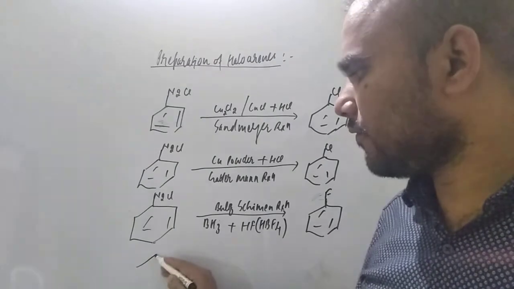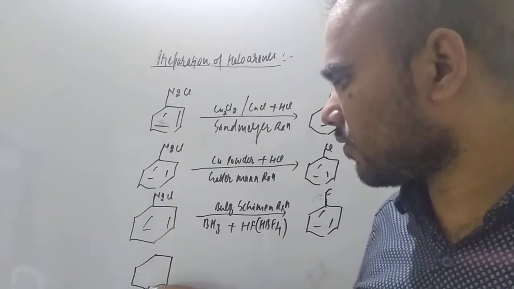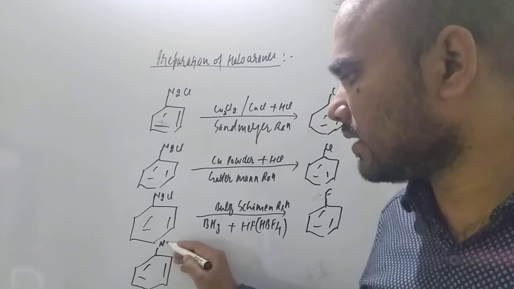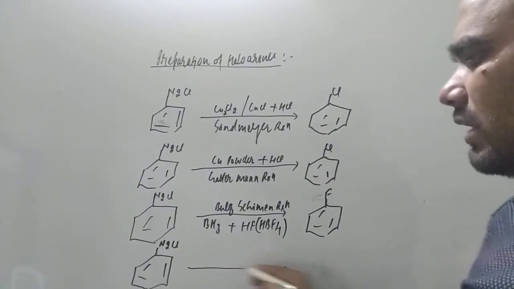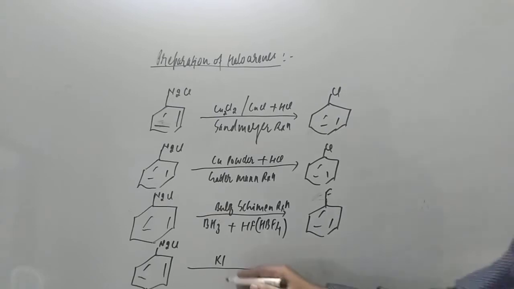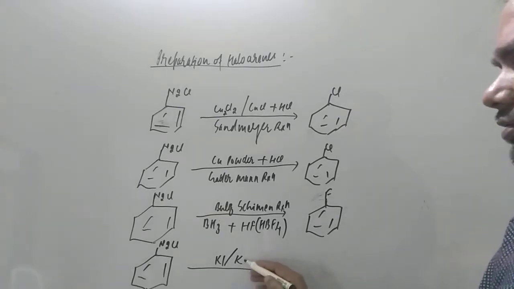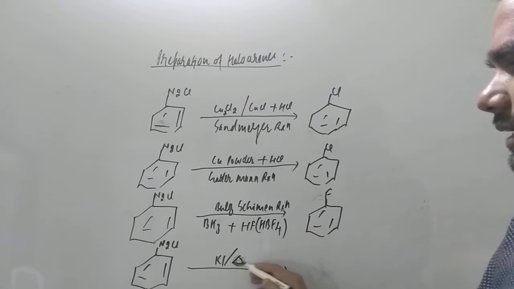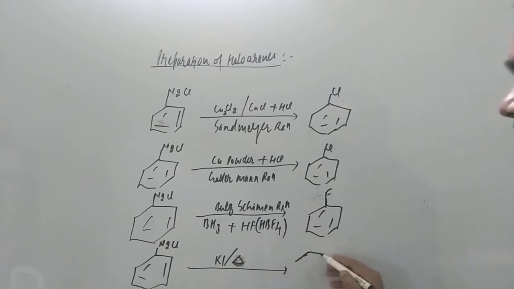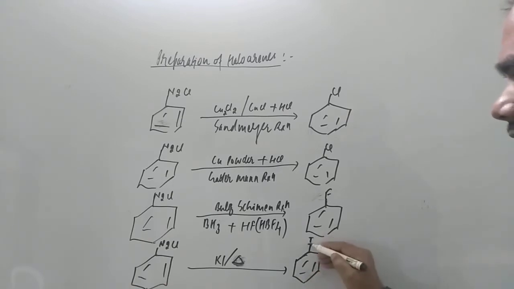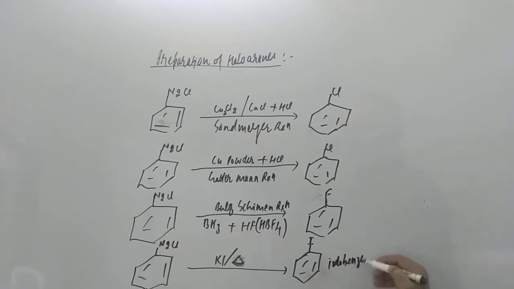Last one: diazonium chloride is there, student, N2Cl. If you are treating it with KI, student, it has to be heated. If you are heating this, the diazonium chloride group will be replaced by I. So this will be iodobenzene. Like this, from the diazonium chloride we will be able to prepare the haloarenes.